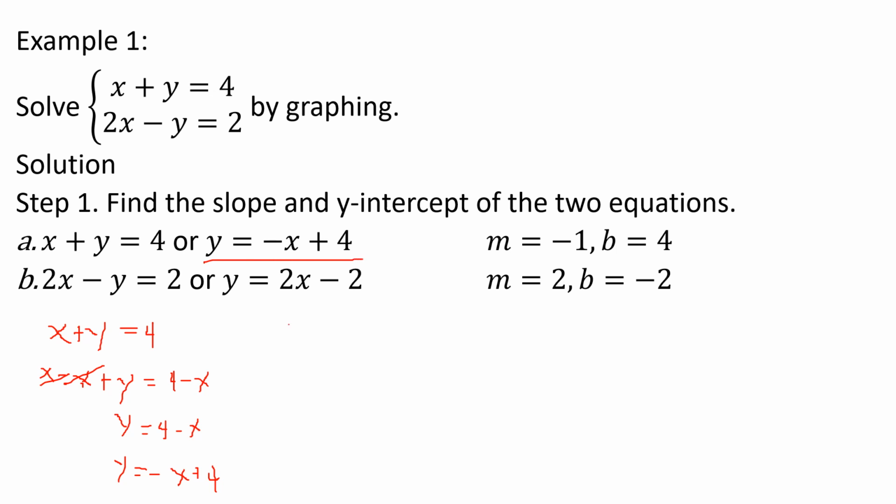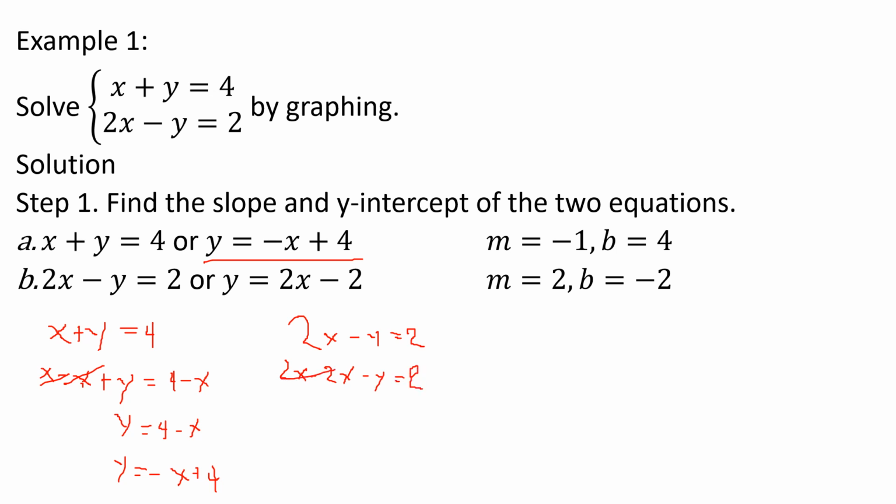Next, we have 2x minus y equals 2. So, paano tani ma-remove si 2x sa left side? So, we subtract both sides of the equation by 2x. So, ma-minus kita di 2x para mahimo ni siya 0. Minus y equals 2.